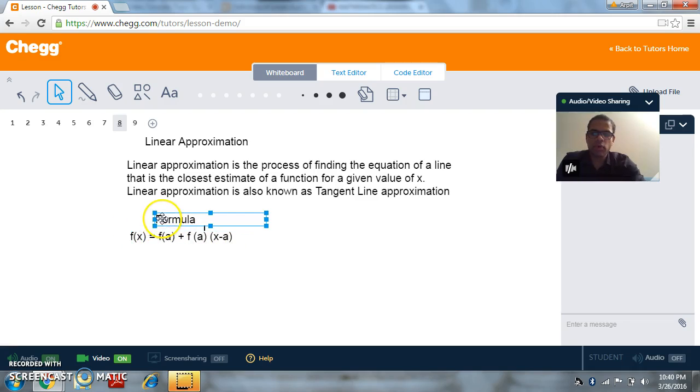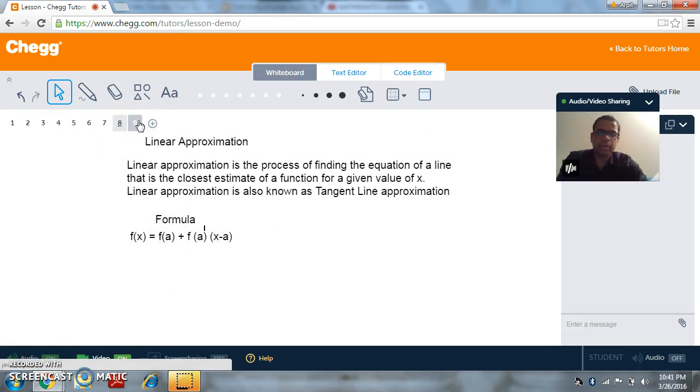And here is the formula for linear approximation. f of x equals f of a plus f prime of a multiplied by x minus a. This formula will become more clear once we do an example.